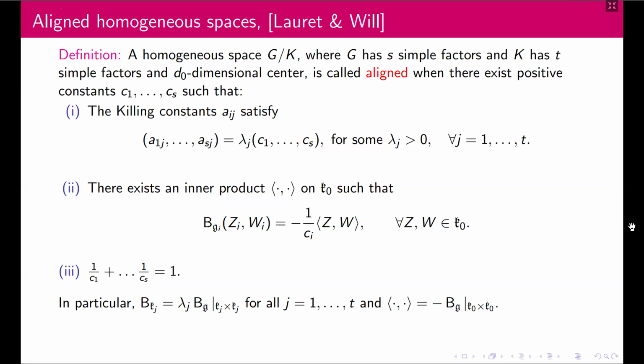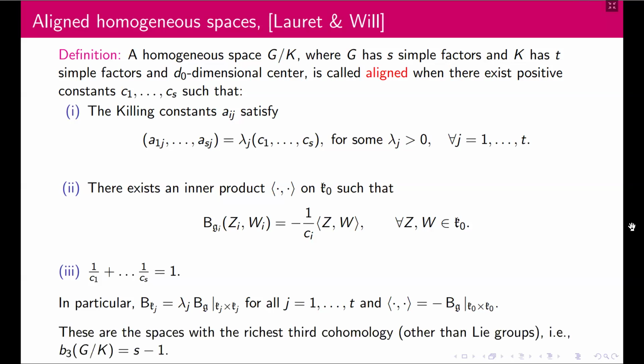Another way to define these homogeneous spaces is by considering the third cohomology. These are the spaces with the richest third cohomology, which means that if G has S simple factors, the third Betti number of M is equal to S minus 1. For the rest of the talk, we are going to consider S equal to 2.